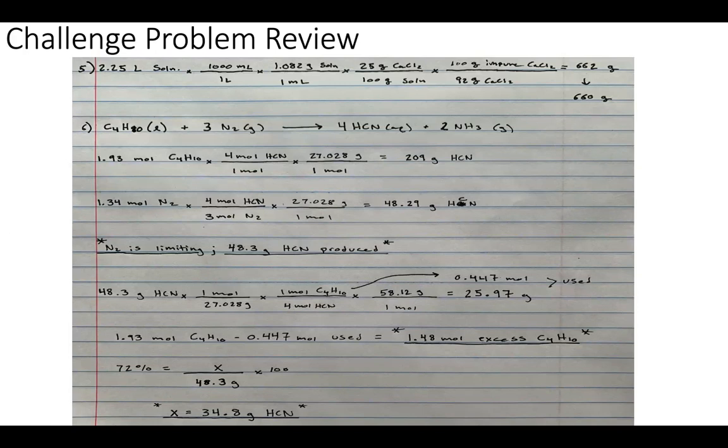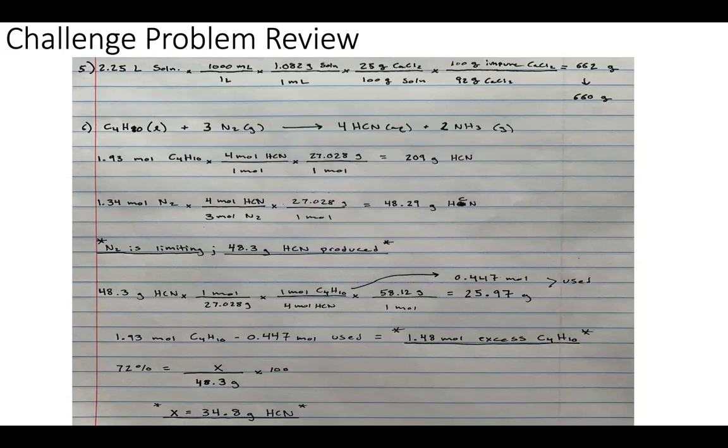So we're going to start with that. And we're given the density of the solution, okay? And the density is given as 1.082 grams per milliliter. So when I have 2.25 liters of solution, I know I need to convert to milliliters in order to use my density, right? So 1 liter is 1,000 milliliters, and now we can use the density given in the problem to convert to grams of solution. Okay, so 1.082 grams of solution per 1 milliliter.